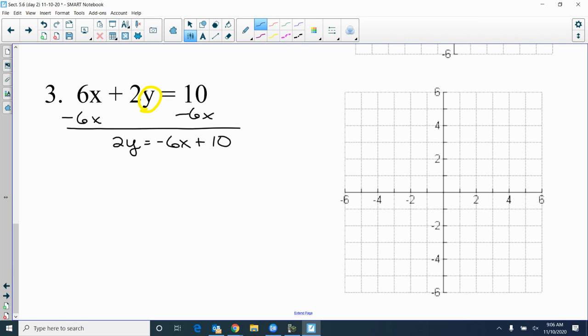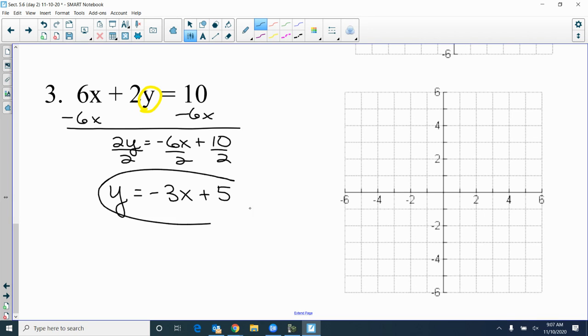And then Grant, what would I do from here? Divide by 2 to get the y by itself. Now, that gives me y equals negative 6 divided by 2. That's a nice whole number. What is that? Negative 3, right? So I get negative 3. And then Colin, what do I get when I do 10 divided by 2? 5. Plus 5. That's my equation.